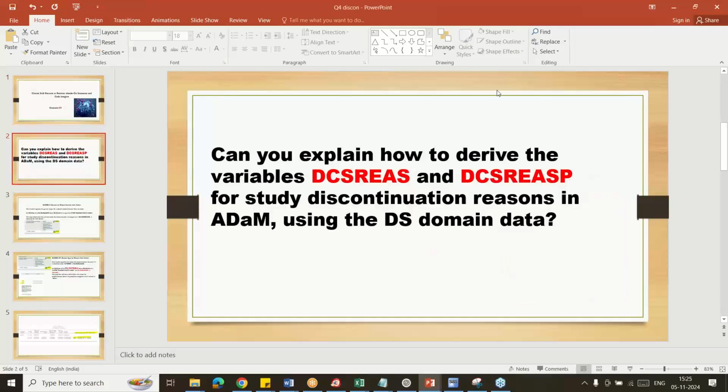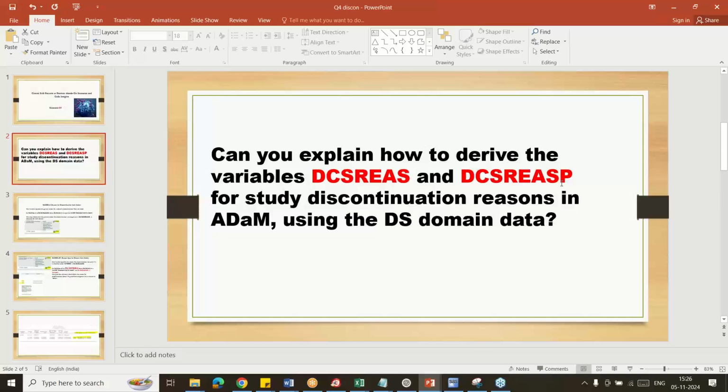So generally, these two variables are there in the ADSL. The interview panel members may ask you this question: what is the difference between the discontinuation reason and the reason for discontinuation, specific? Okay, so DCSREAS is nothing but discontinuation reason, and DCSREASP is the specific reason or special reason, to discontinue from the study.